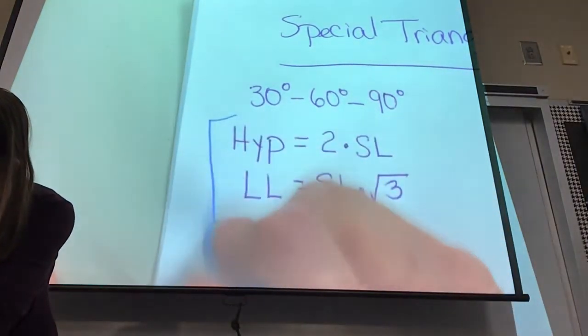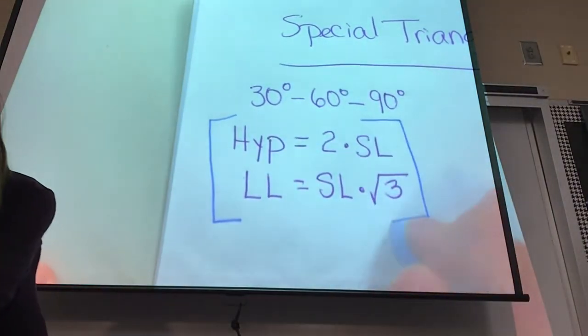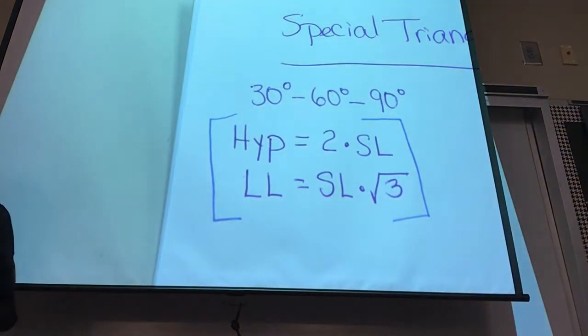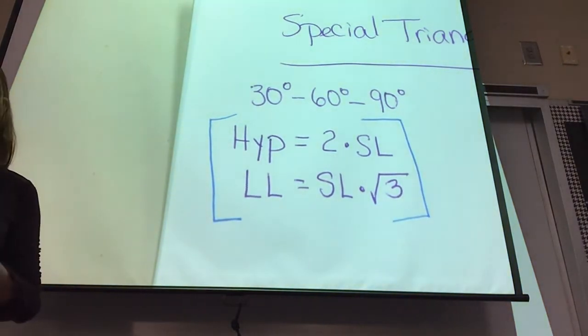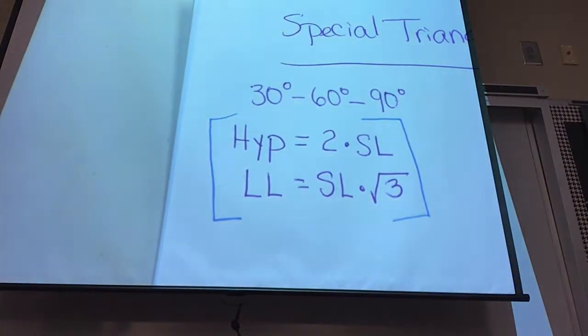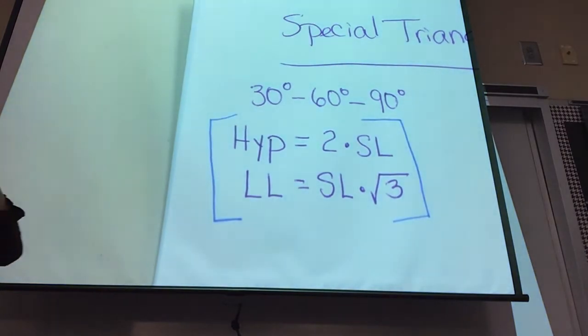So do not lose these anywhere. Put them in a box, put a star beside them, something, because those are the two that we're going to use over and over and over again for 30, 60, and 90. And we're going to use them in just a minute. Now, let's explain what some of these things mean.